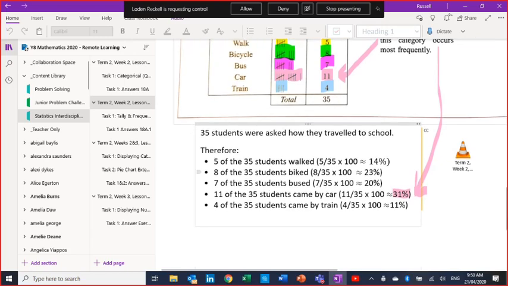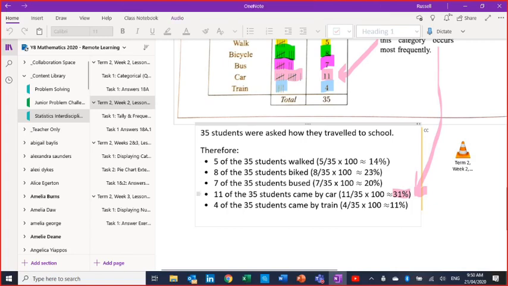And then they also did all of the percentages for them. Remember this funny little squiggly equal symbol? What does that mean that they've done? They've rounded it, exactly. If you want a whole percent, they've rounded those, and that's the symbol for about. So that just tells you that they rounded them. So 5 of the 35 students walked, which was about 14%.